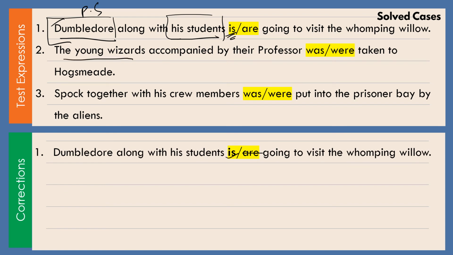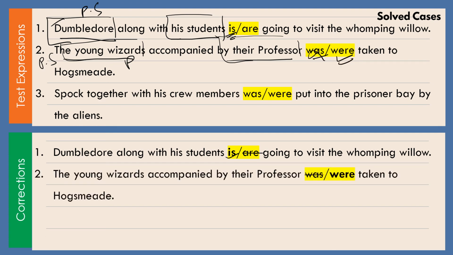The young wizards accompanied by their professor was or were taken to Hogsmeade. Now the young wizards will become the primary subject here, and the professor becomes the secondary subject or the appendage here. And the verb has to take the form of the primary subject, which is plural in nature. So you want to go for "were" in this case, not "was." So the correct expression would be, the young wizards accompanied by their professor were taken to Hogsmeade.